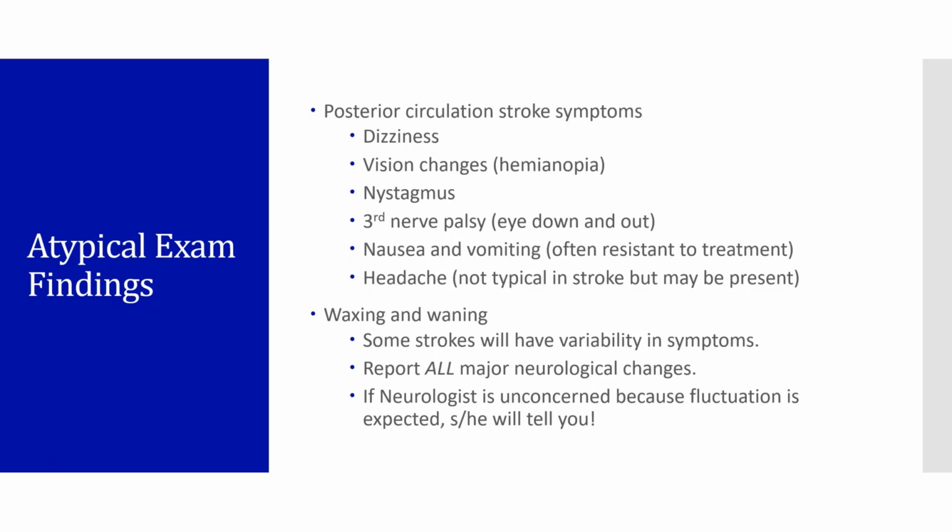This may be something that is expected with the type of stroke that the patient presents with, but you need to be sure that the physician is aware of this and comfortable. If they are unconcerned of the fluctuation, they will let you know. So if you're noticing a major neurological change, make sure that you're reporting it to the provider. They will tell you if they don't want you to continue to call for such things. Always important to report any major neurological changes.